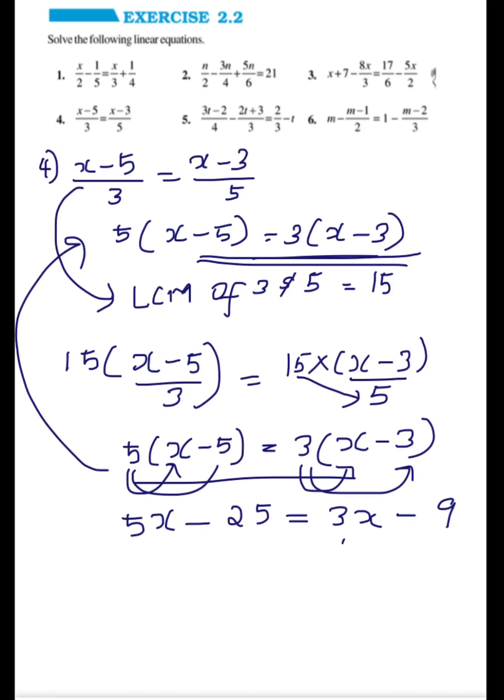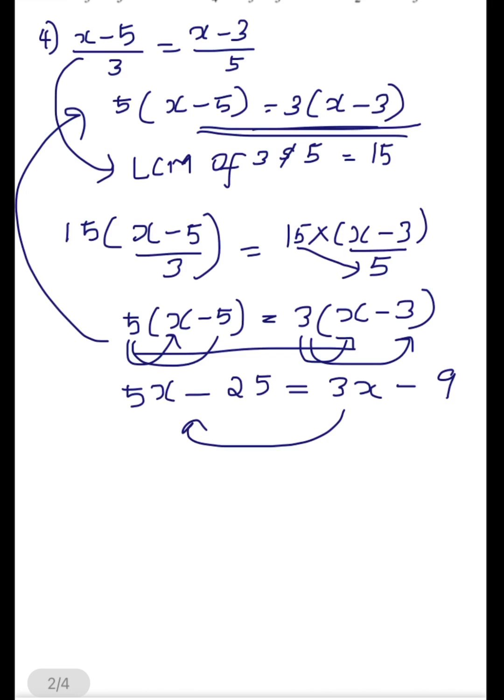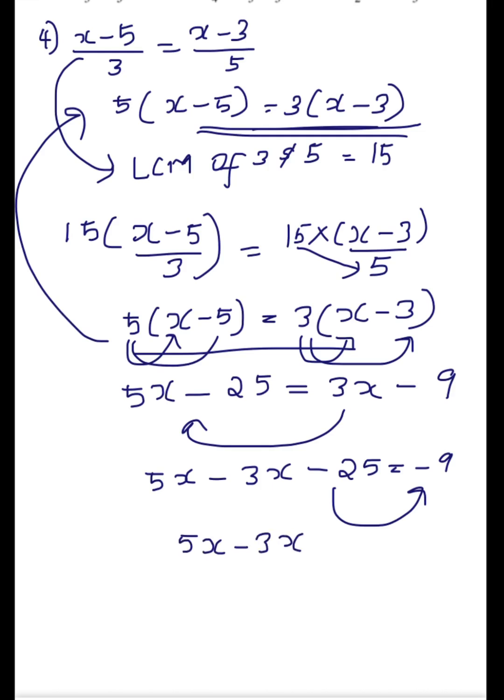Okay. Now let's take the variables to one side. That is, you have to take this 3x to the left hand side. That means 5x minus 3x equals minus 9. Now you have to take this 25 also to the other side. So 5x minus 3x is equal to minus 9 plus 25. Okay, minus 25 will become plus 25.